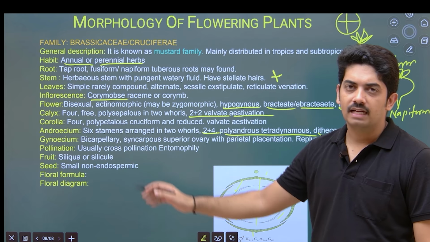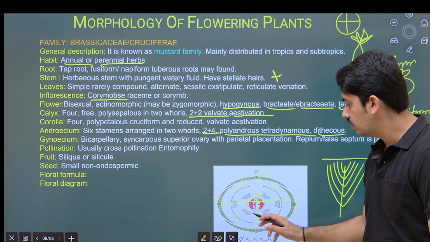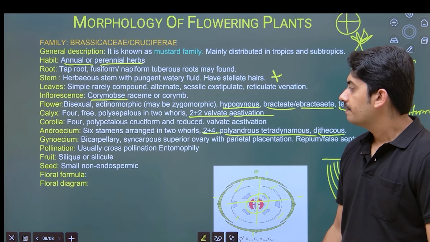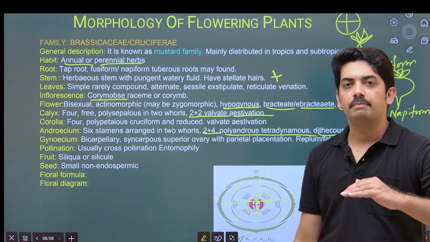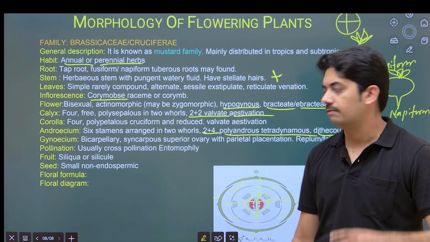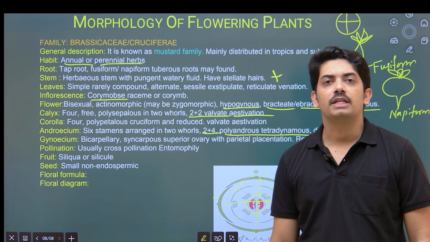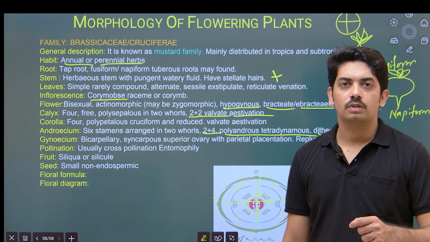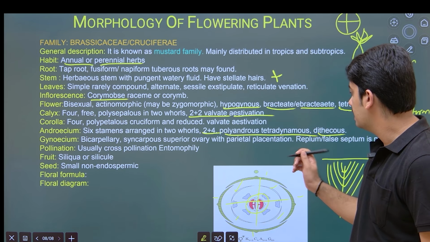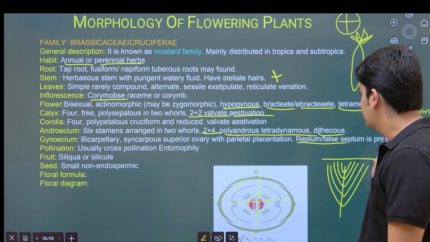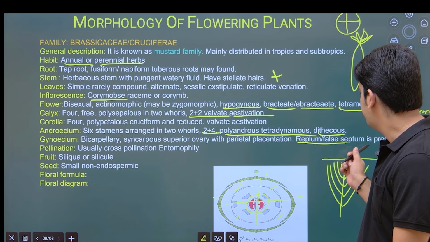Gynoecium, bicarpellary, that means there are 2 carpels. Syncarpous, they are fused. Here you can see only one carpel, but it is in the fused condition, syncarpous condition. Superior ovary, that means the ovary is situated above all other whorls. Then parietal placentation. Parietal placentation means ovules are attached to the inner peripheral wall of the ovary, that we call parietal placentation. Then replum is present. Replum is a false cross wall. We can also say septum, cross wall.